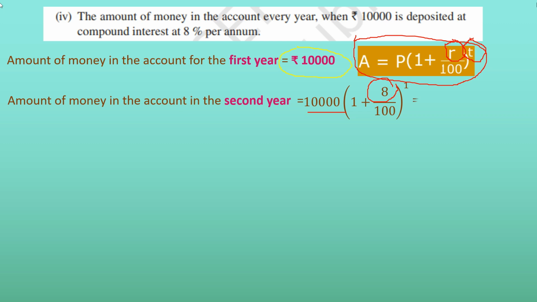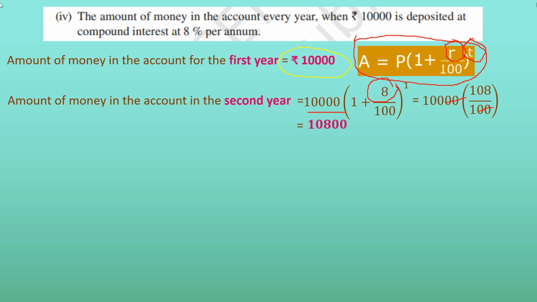Then we'll just solve the bracket first, and it will come out to 108 upon 100. You need to solve it, so you can see that the zeros are getting cancelled out. Then you are just left with 100 into 108, and once you multiply these two terms, you will be left with 10,800. So the amount of money present in the bank account after the second year would be 10,800.